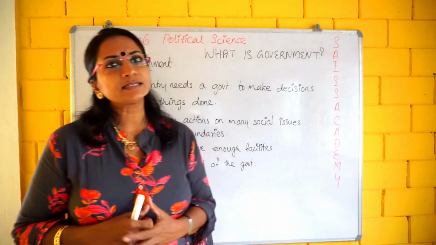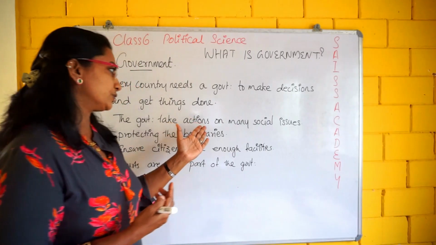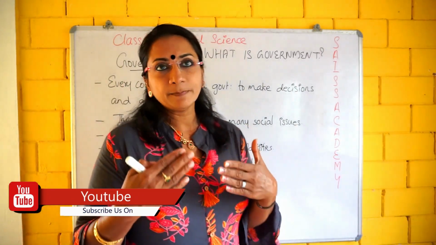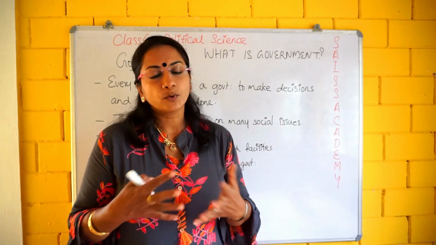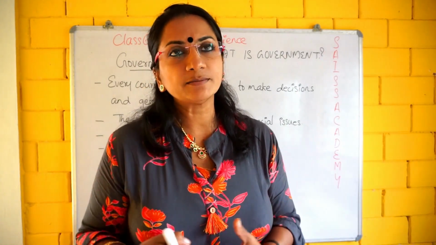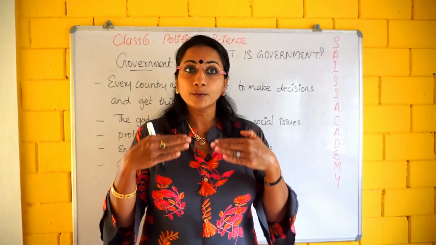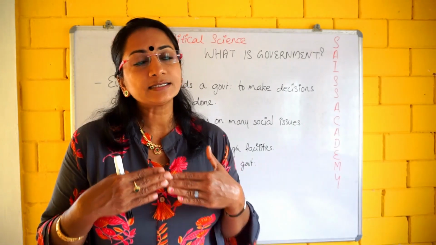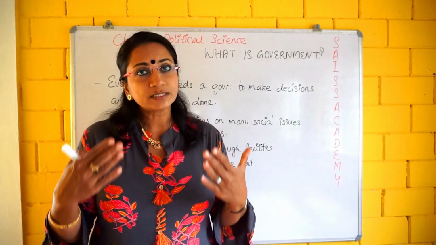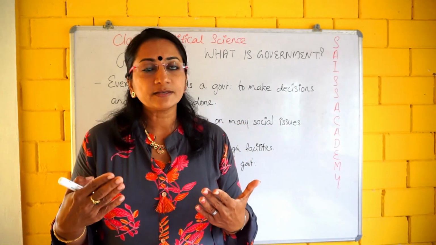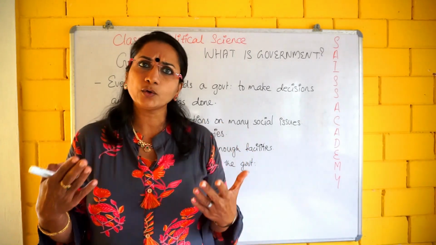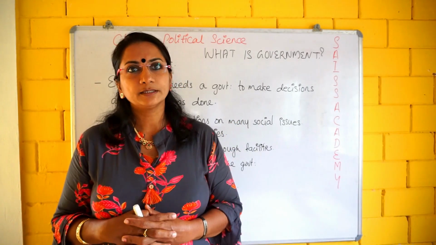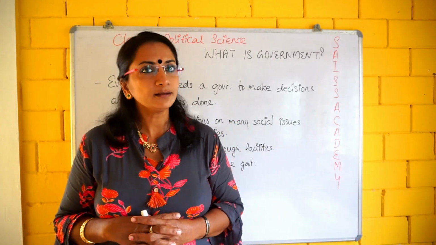The government also takes actions on many social issues. For example, helping poor people through several programs. There are a lot of programs for helping poor people. Got it? And the government does other important things such as running postal services, railway services, schools, and a lot of other things. These important services are provided by the government.